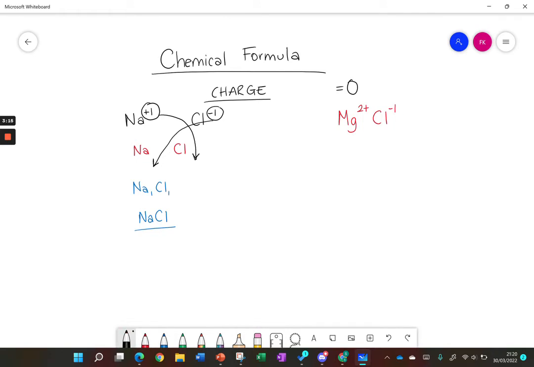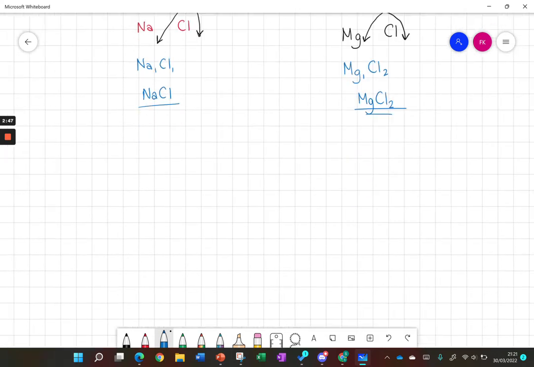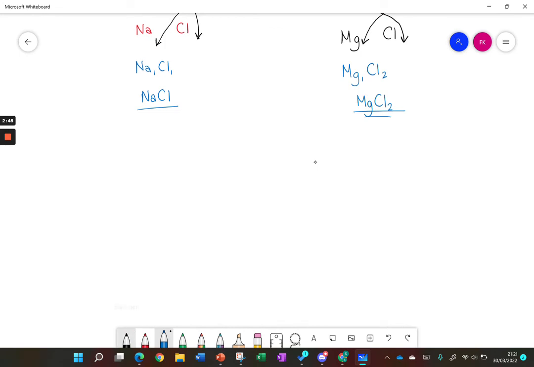And again, we're going to swap and drop, so we'll write them out again underneath, magnesium and chlorine. Circle these, we'll swap this one, it's going to go down with the magnesium, and the chlorine is going to have that 2. So if we write that out again, we get Mg1Cl2, and we don't generally write the 1, so it just becomes MgCl2, and that would be the formula for magnesium chloride.